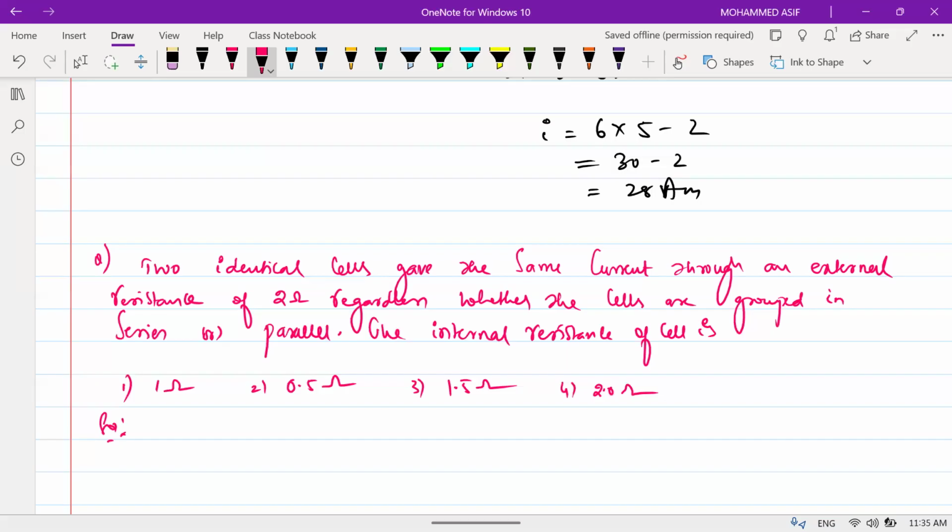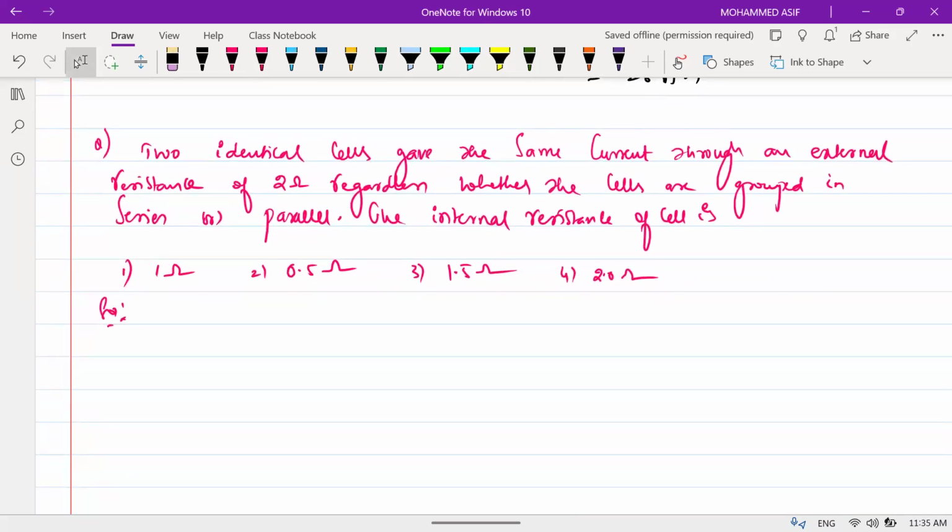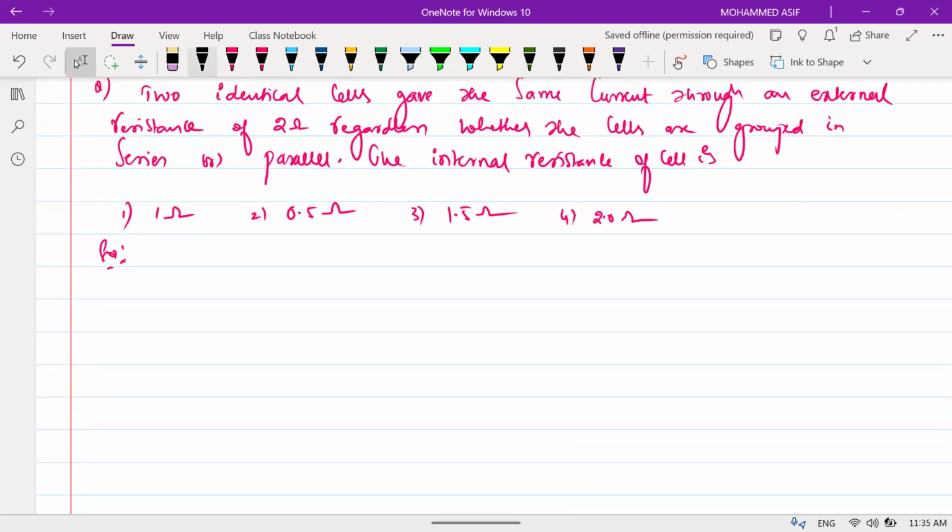We have two identical cells that give the same current through an external resistance of 2 ohm, regardless of whether the cells are connected in series or in parallel. How do you calculate it? When cells are in series, the current is I equals total EMF divided by total resistance. Total resistance is 2 plus 2R.